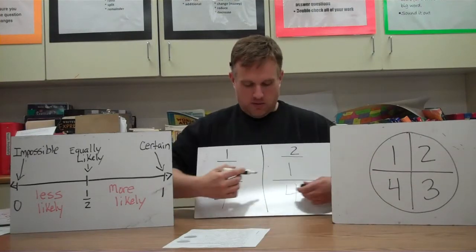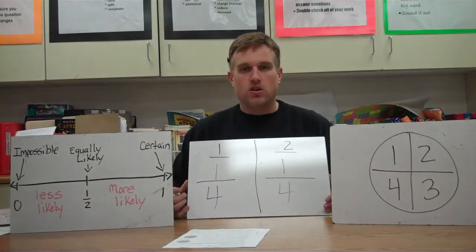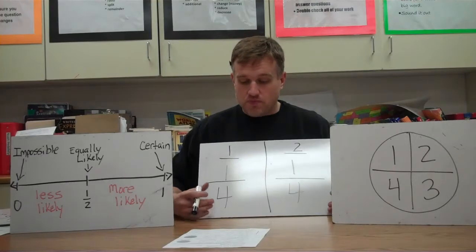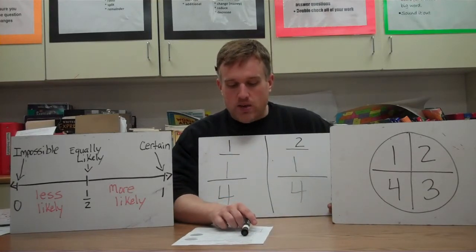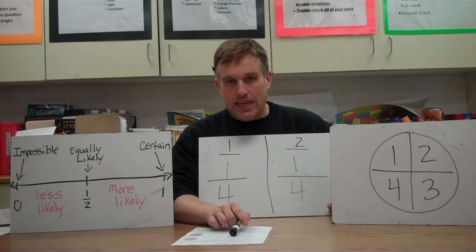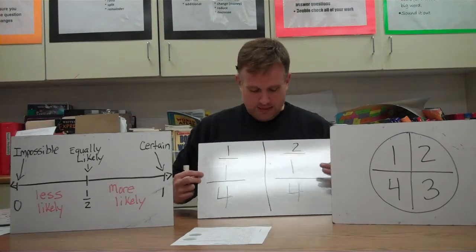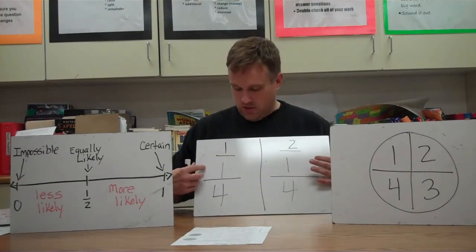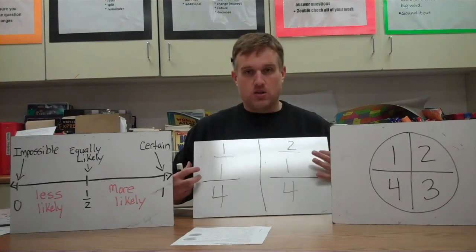And the marker's running out. So I have a 1/4 chance of landing on a 1 and a 1/4 chance of landing on a 2. So I have the same chance. The question is asking, is it more likely that you'll land on a 1 as a 2? Is it equally likely, or is it less likely? Just by looking at these numbers, it's an equal chance, because it's a 1/4 chance I land on 1, and a 1/4 chance that I'll spin on a 2.